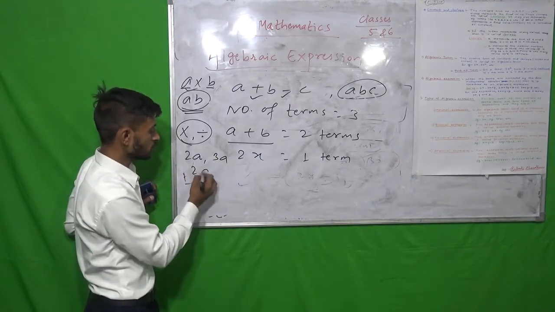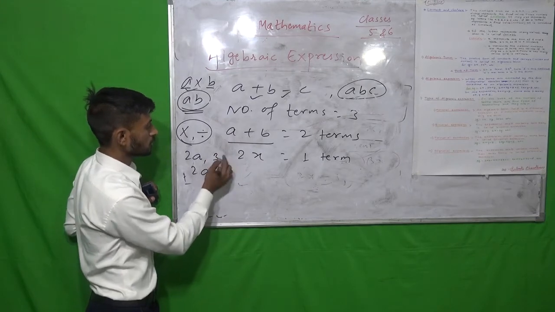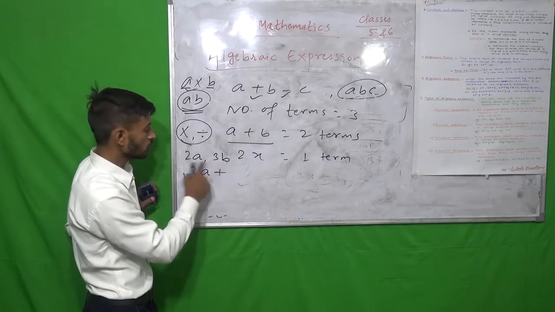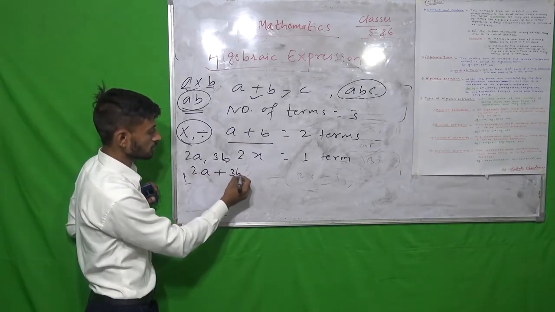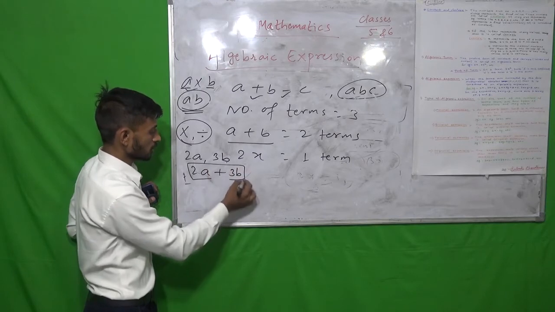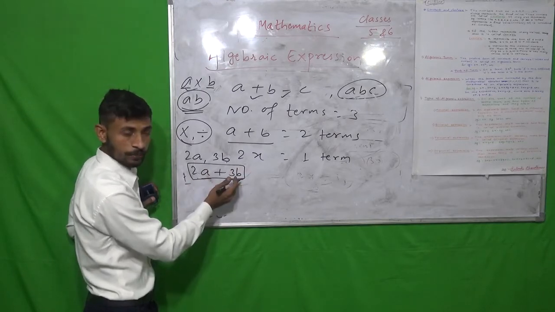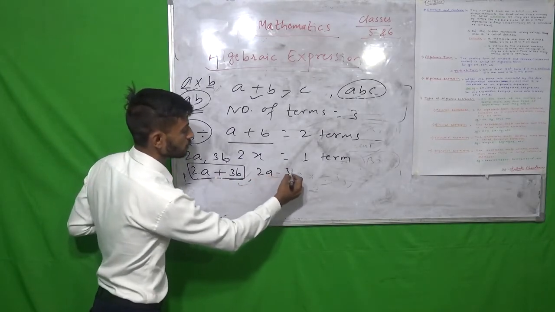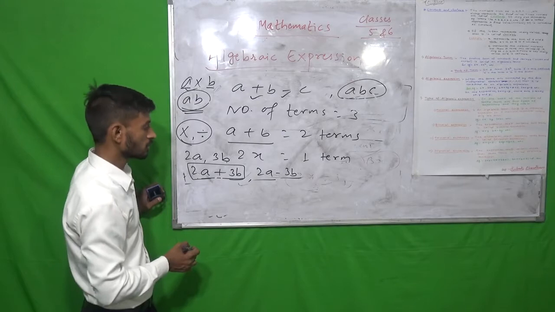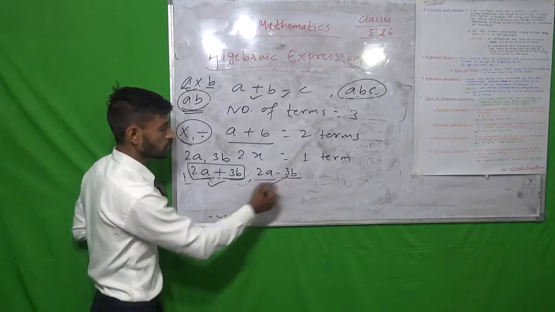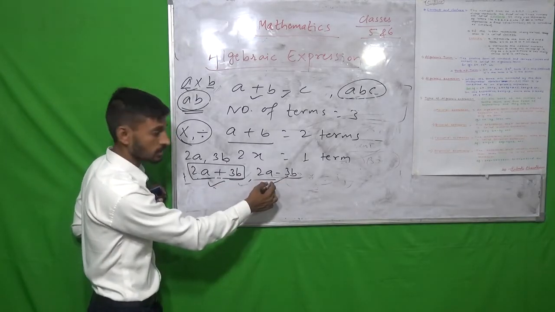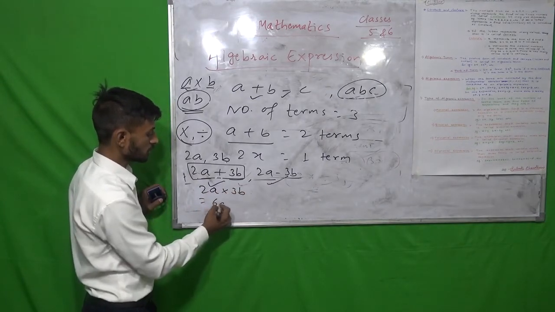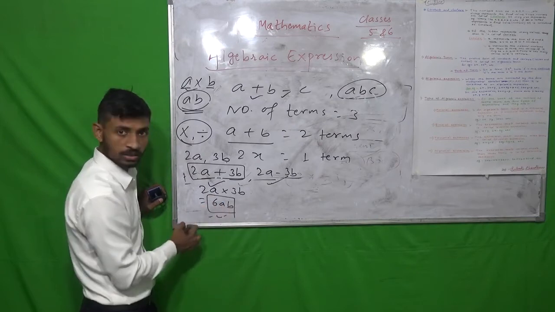If you use 2a and 3b, two terms, in addition, 2a plus 3b, or 2a minus 3b, here are two terms separated by plus or minus. We neither add nor subtract them. But if you multiply, 2a times 3b, it is 6ab, a single term.